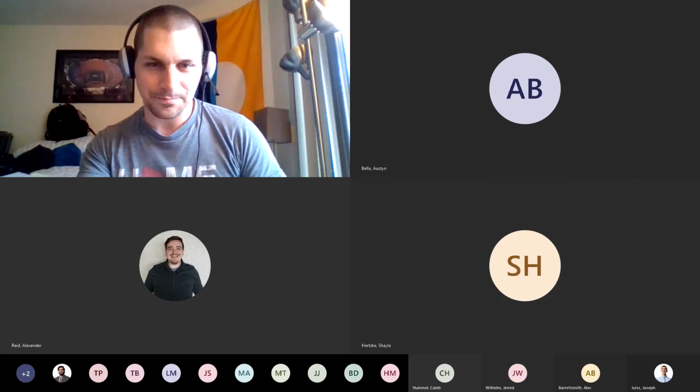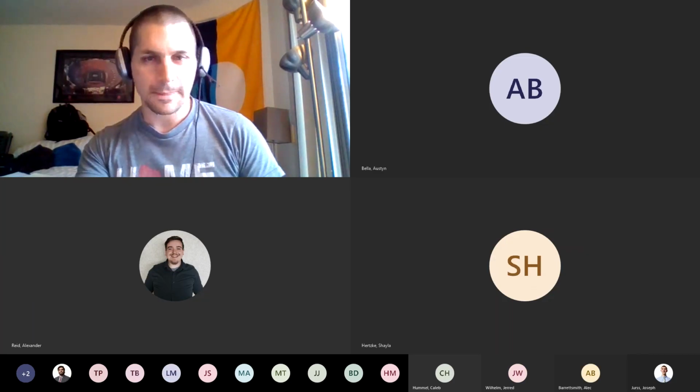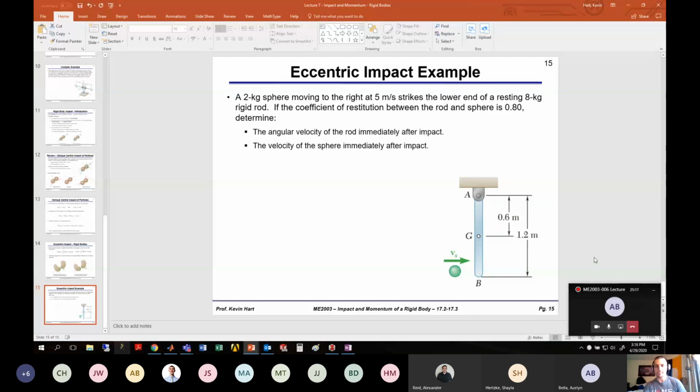So let's look at an example problem. This example problem is very similar to problem number 4 that you have on your homework, except here we're vertical instead of horizontal, and we've got a different location for the pin. But the general idea is the same.